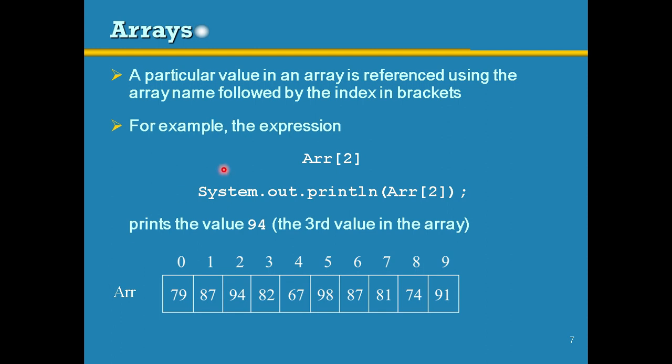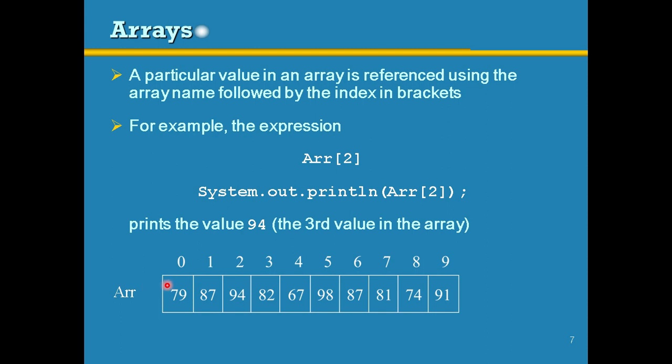See, if you wanted to point out 94, look at its index position first. What is the index position of 94? 2. So I will say ARR, then in square brackets 2. So ARR of 2 means whatever is there in that index position. So index position 2, what is there? 94 is there. So this is the way you can point out a particular element from the array.